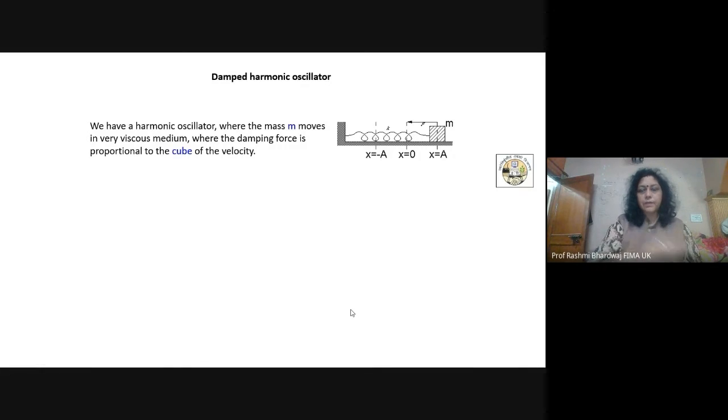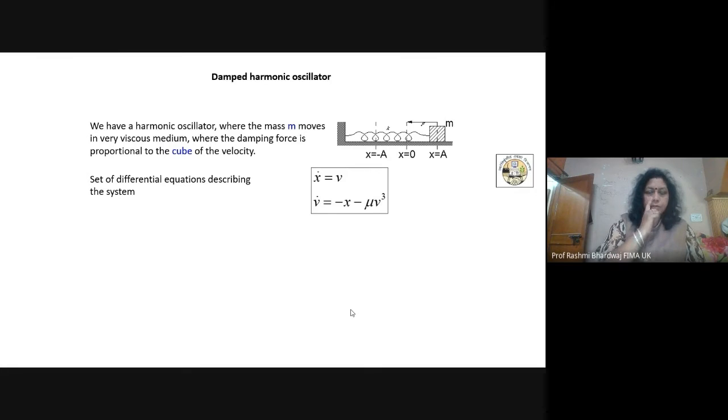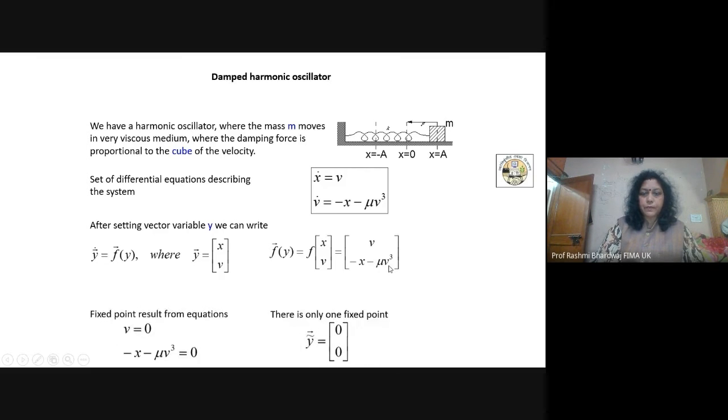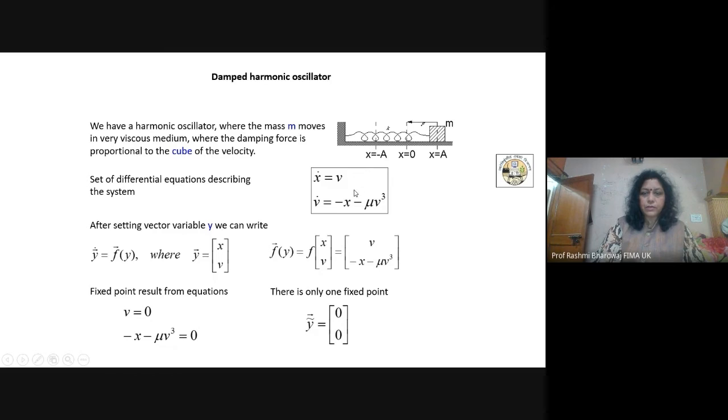Now, coming to the damped harmonic oscillator, that is easier than the earlier system. Here the linearization failed, so we are going to another method. Suppose we have a system x dot equal to v, v dot equal to minus x minus mu v cube. Now as we are putting it to 0, when you are taking f of (x, v), it is v and minus x minus mu v cube. When you are putting it 0, v is 0, and when v is 0, x is 0. So you are getting a single fixed point, which is (0, 0).